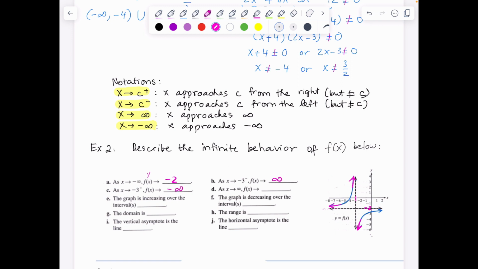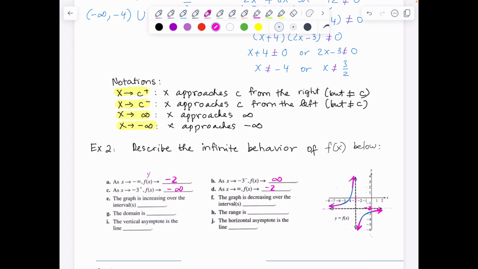And then part D, as x approaches infinity, that's going to be this final arrow where x is going to the right. So it is approaching infinity. Where does y go? Well, it looks like it's slightly going up, and it's actually going up to that line where y is equal to -2. So it's approaching -2.